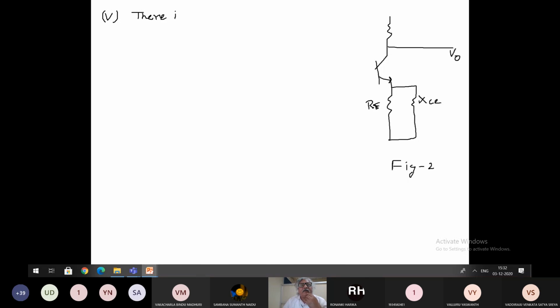So there is an equivalent resistance. There is an equivalent resistance of Re in parallel with XCE, right? So due to this equivalent resistance, what will happen?